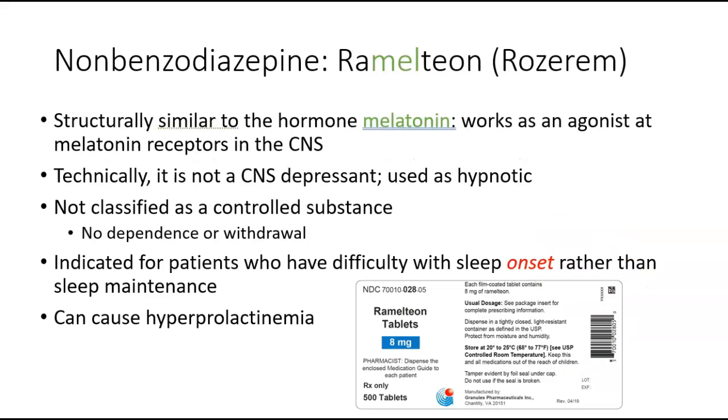One of the new ones is very similar to melatonin. I remember that by looking at the mel in ramelteon to be like melatonin. So it's not a CNS depressant, not technically, but it's used as a hypnotic. It's not a controlled substance, so you can't become dependent on it or have withdrawal. This is for people who have trouble falling asleep rather than staying asleep. One of the warnings on it is that it can cause hyperprolactinemia, so too much prolactin in the blood. All right, so that was ramelteon.